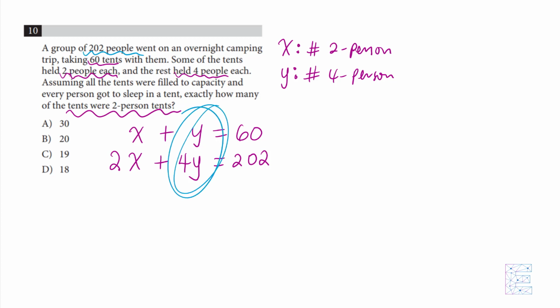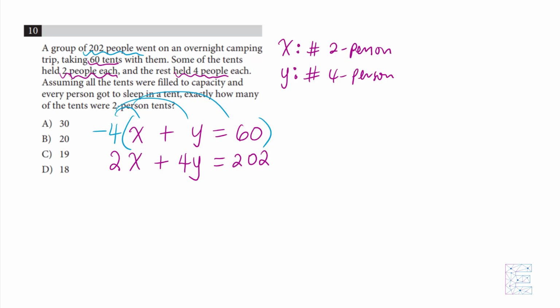If these y's have to cancel, we would need a -4 here, so when we add -4 to 4, they would cancel. The only way to force a -4 there is by multiplying this whole top equation by -4. So we distribute it all the way through as shown. We have -4 times x. Let's write the result over here. So -4x minus 4y equals -240.